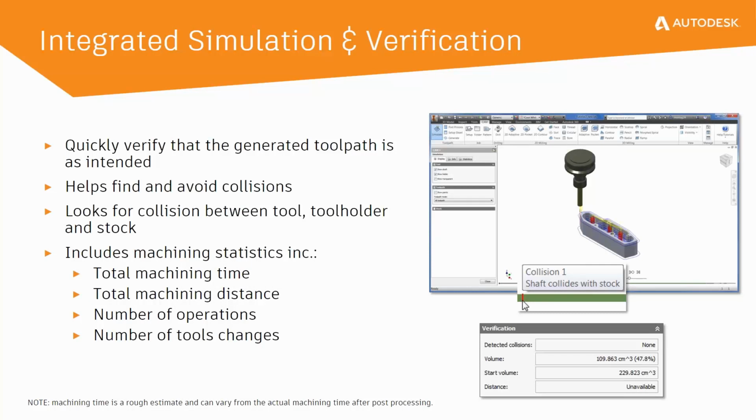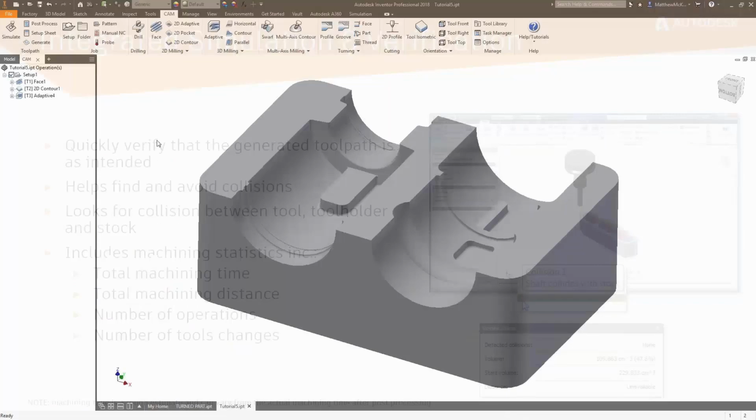Okay, so moving on, integrated simulation and verification can help you in a number of ways. We've seen already in some of the examples that I've created, it helps quickly verify that the toolpath that you've created is actually going to give you the final product that you intend to receive. It also helps find any potential issues with collisions, both between tools, the tool holder and the stock, and it also has machine statistics. So if you're looking to get an estimate on the machine running time or the total distance, maybe the number of operations and the tool changes that are required, you can do this very early in that process.